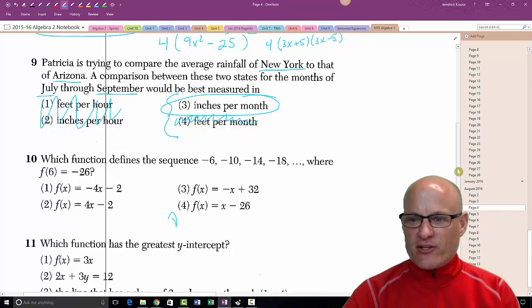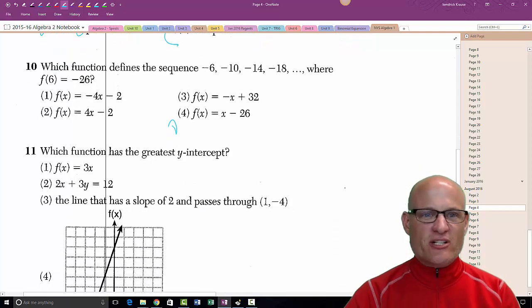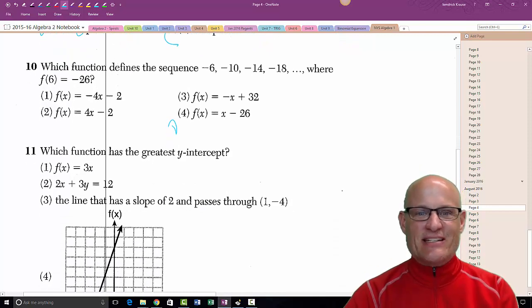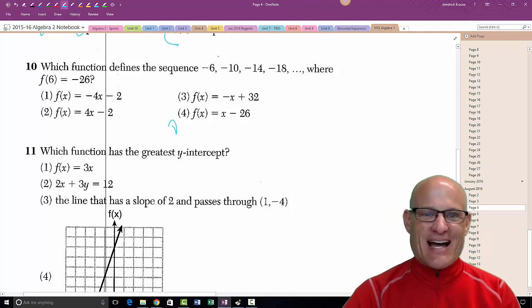Okay, two left on this video, two left. Which function defines the sequence negative 10, negative 6, negative 10, negative 14? So my common difference is I'm subtracting 4.